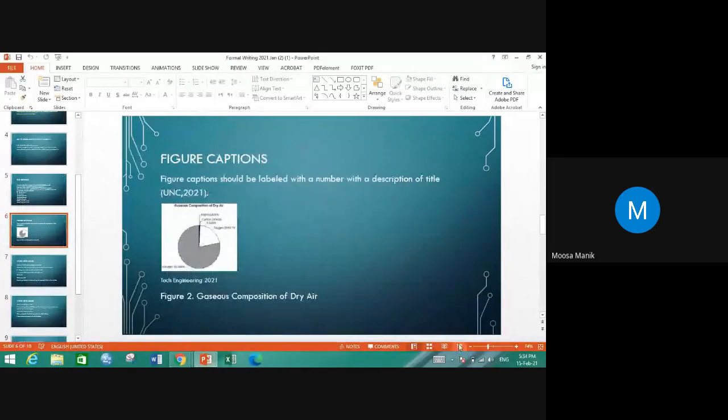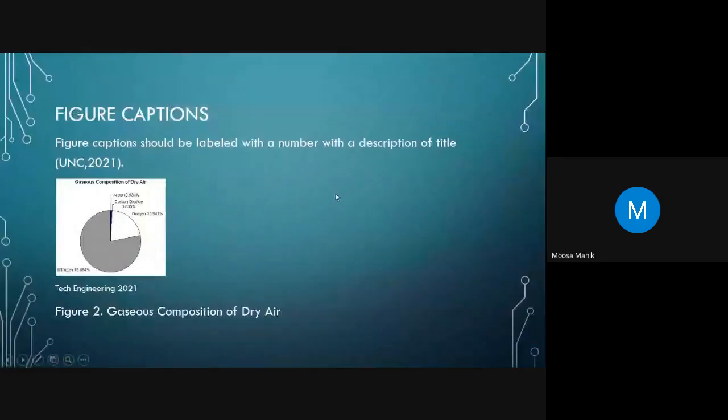Okay, let us consider this. Figure captions. When you think about inserting diagrams or illustrations in your assignments, most often, depending on the type of research, you might want to put in something there, a graph or a chart. In that case, figure captions should be labeled with a number with a description of the title. So let us take a look at what is there. Here's the gaseous composition of dry air.